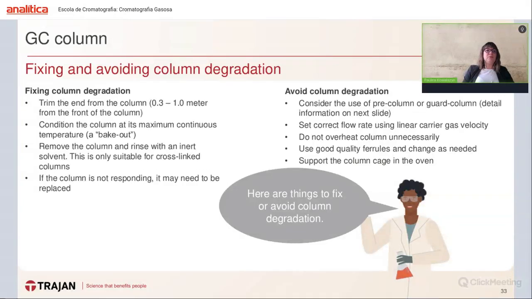We should remove the column and rinse with the inert solvent when our column is showing signs of degradation, but this can only be done with the columns with cross-linked phases, as otherwise we will wash out our stationary phase from the column. And if the column is not responding to any of those actions, it will be the time to change the column for a new one.